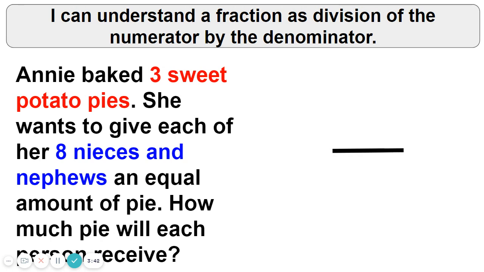So to make my fraction, what am I splitting up? 3 sweet potato pies. Who am I splitting them up between? 8 nieces and nephews. So, how much pie will each person receive? Each person is going to receive 3/8 of a pie.